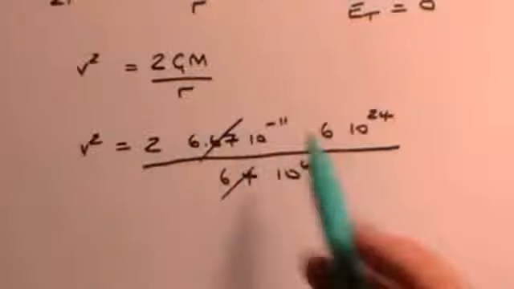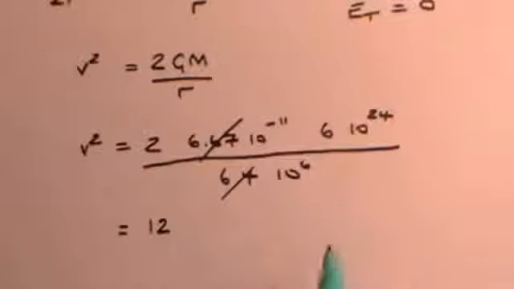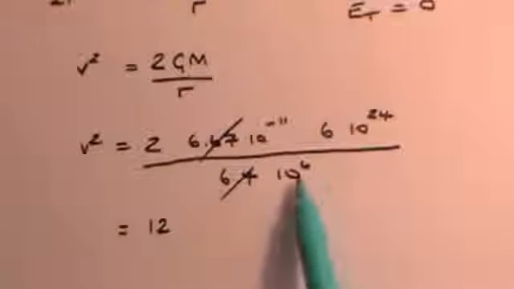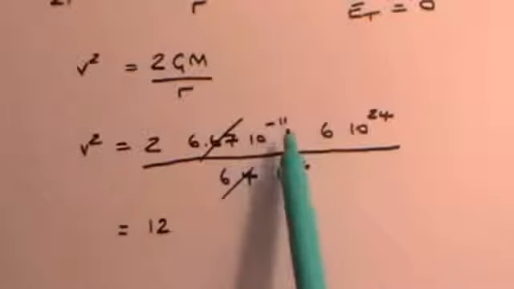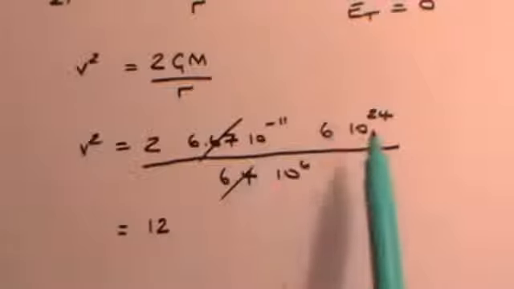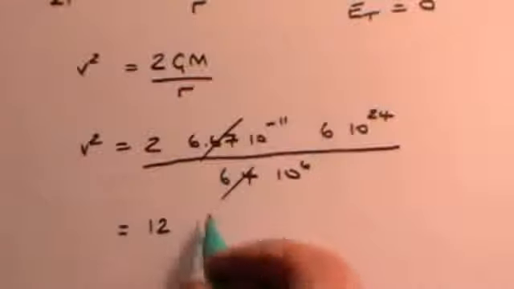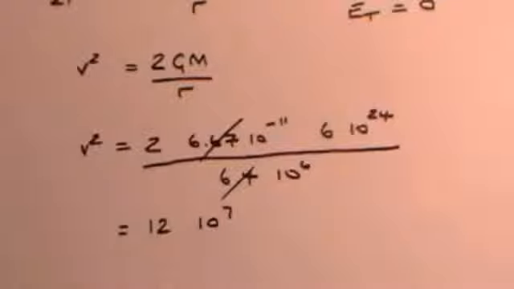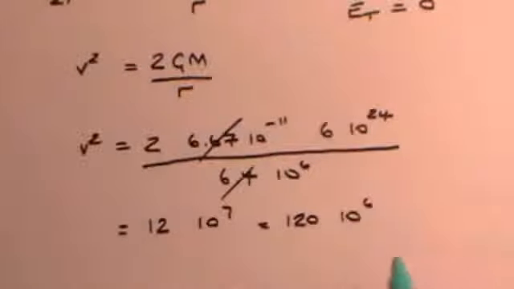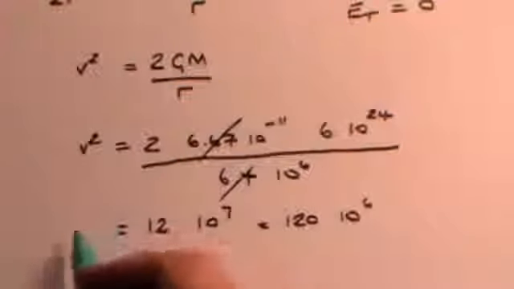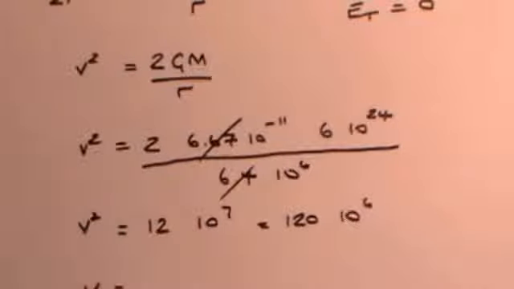And then we've got 2 times 6 is 12. And then we've got 10 to the 6 downstairs. You bring that upstairs, it becomes 10 to the minus 6. Times 10 to the minus 11 is 10 to the minus 17. Times 10 to the 24 is 10 to the 7. Or 120 times 10 to the 6. But that's v squared, so v is the square root of that.